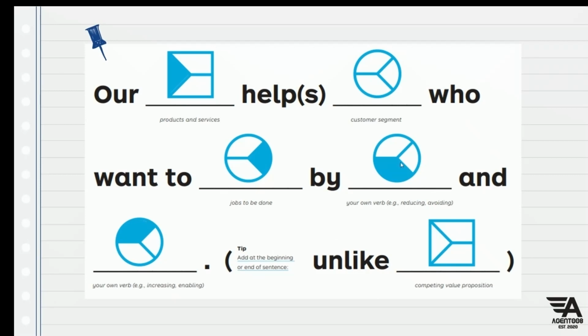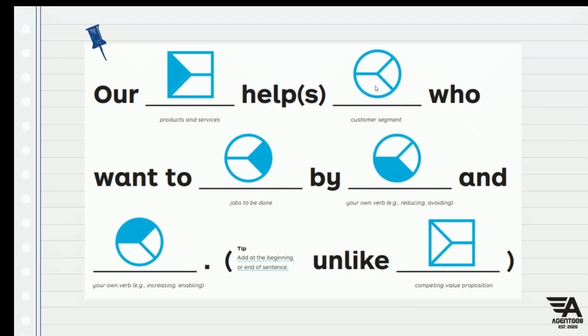It's similar to the customer profile and the second one, the value map, but in a different way. If you look here, we have the product, we have a customer profile, and also here we have what kind of jobs that I need to do.